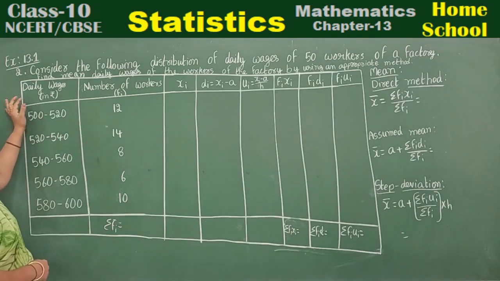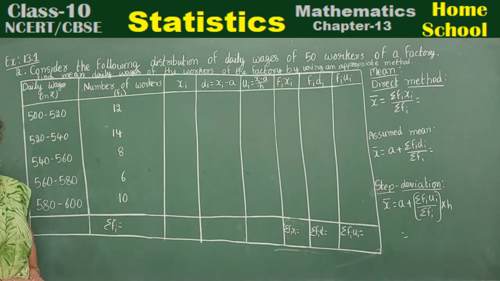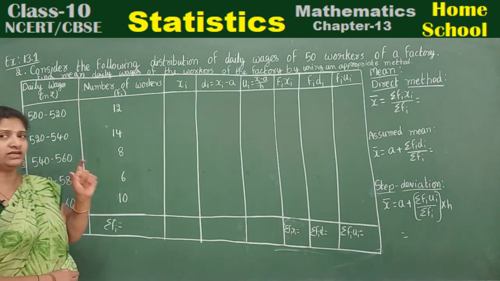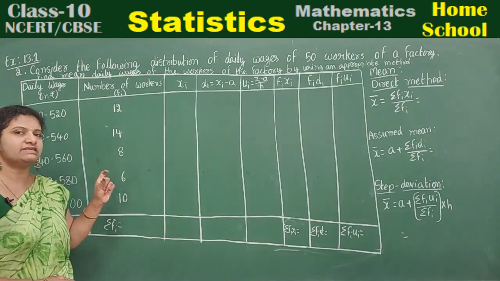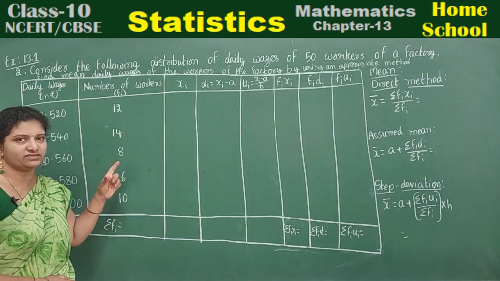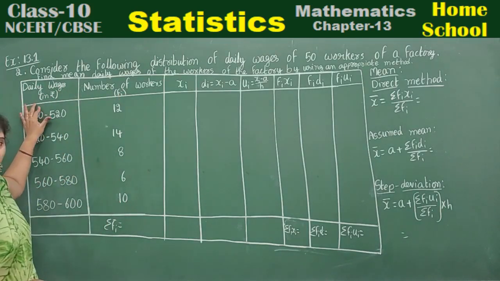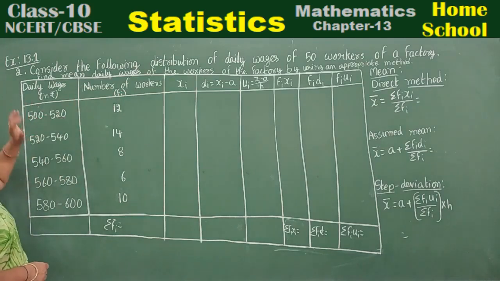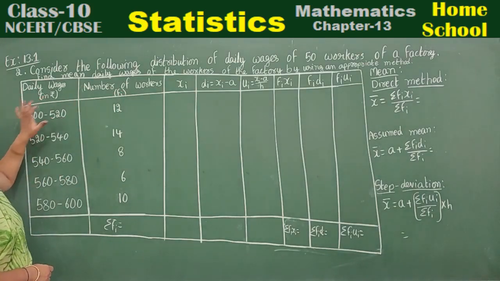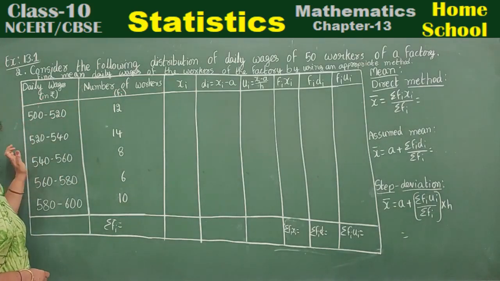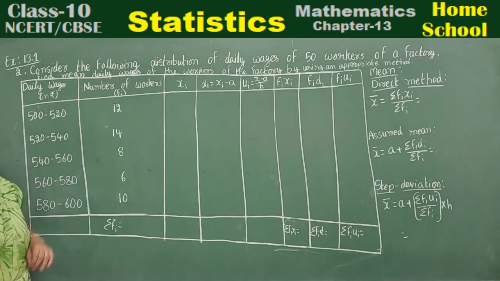Let's see the class interval. Daily wages in rupees. Number of workers. Workers means always we consider it as people. Frequency, Fi, you write it here. And then go with the wages. For the daily wages class interval, you need to find the class mark and write it in the Xi column.